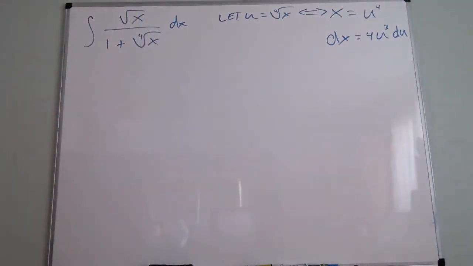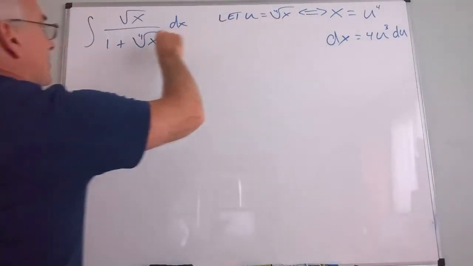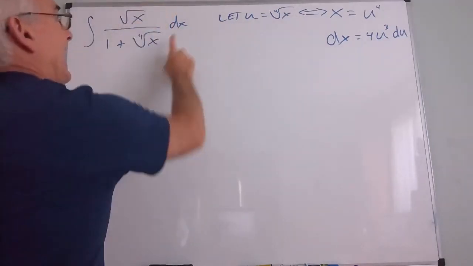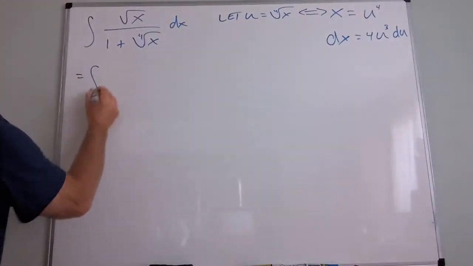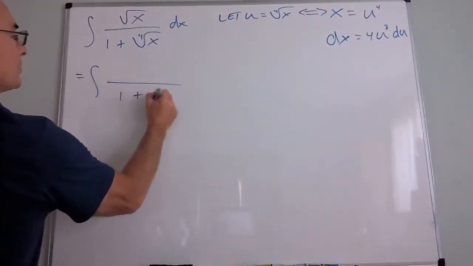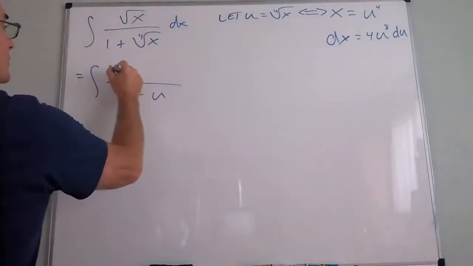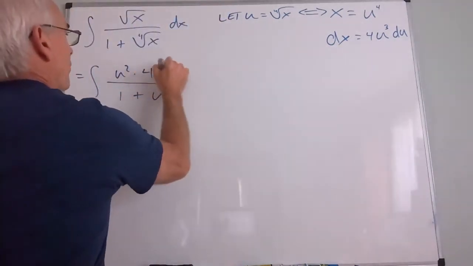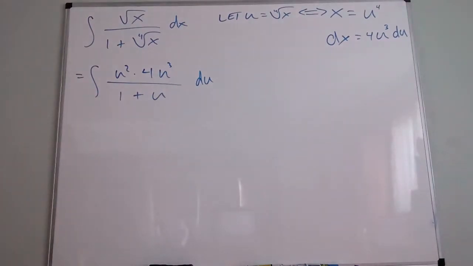So now let me go back to the original part here. If this is a true statement, then this is u, then this is u squared. And then this is 4u cubed du. And look what happens to my integration now. My denominator is 1 plus u, which is a lot friendlier. My numerator is u squared times 4u cubed du. Now that might look a little intense, but it's a rational function.